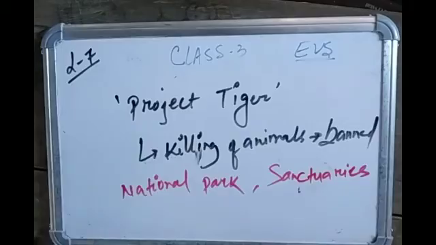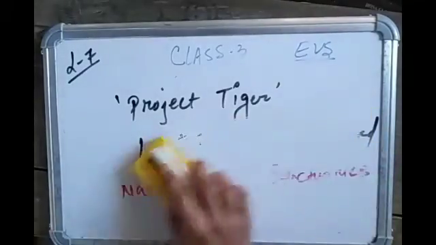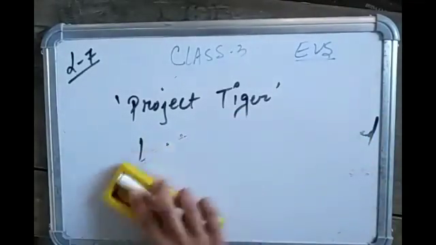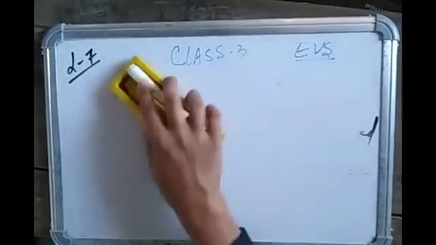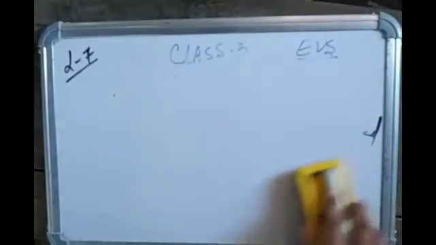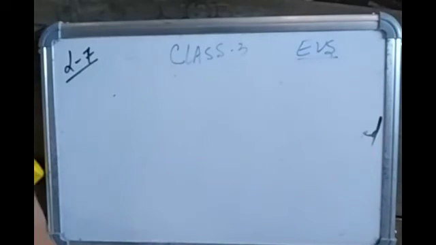So few examples are taken in your textbook, page number 48. Jim Corbett National Park, Uttarakhand, protects tigers. Then Kaziranga National Park, Assam, protects rhinoceros. Then Gir Forest National Park, Gujarat, protects lions. Then Keoladeo National Park, Bharatpur Bird Sanctuary, Rajasthan, protects migratory birds.